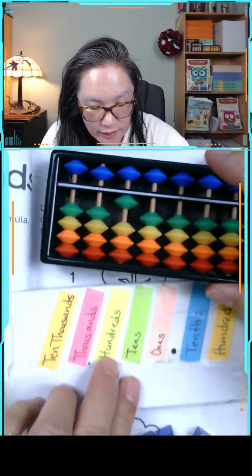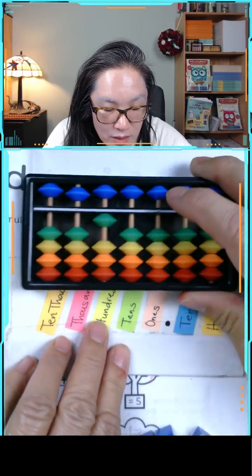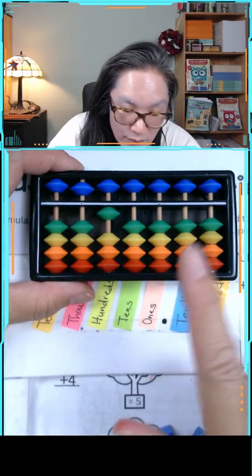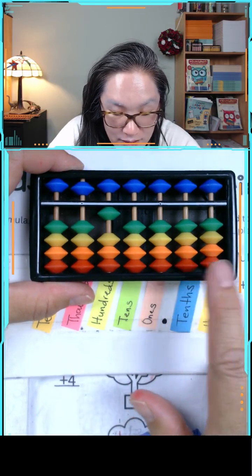this is what it would look like. And then if you notice, I have a dot right here. This tells me that this is the ones place. Because I have the ones place over here, my next columns will be the decimal. After the decimal is my tenths and my hundredths.